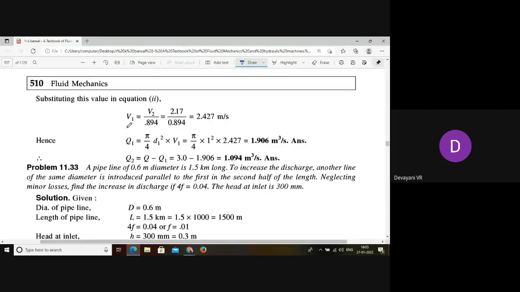Then V1 is equals to V2 by 0.894, and already we have calculated V2 from Q equal to Q1 plus Q2, and then we can get V1. So now we have V1 and V2 also, then substituting both the values, Q1 will be 1.906 meter cube per second, and Q2 will be 1.094 meter cube per second.